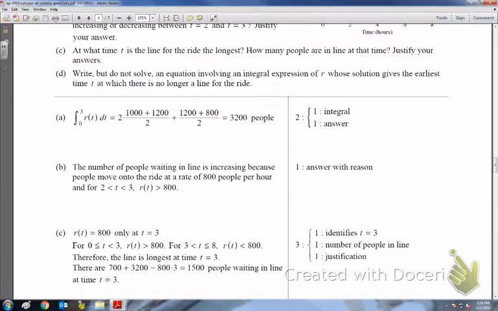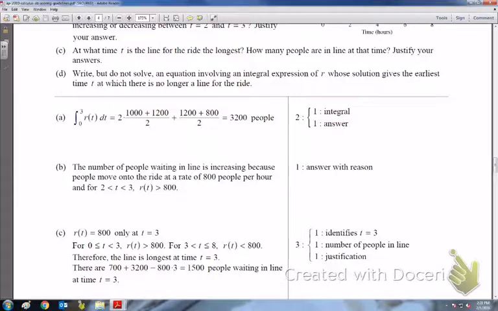So again, the first thing they wanted to know was at what time the line for the ride was the longest. So identifying that t equals 3, you get 1 point for that. And again, that's because that was the break-even point, so that was the maximum. Then we want to tell the number of people in line, which ends up being 1,500.